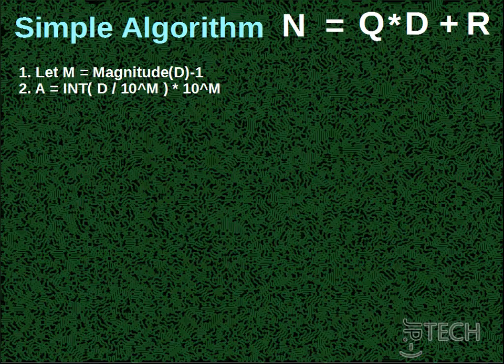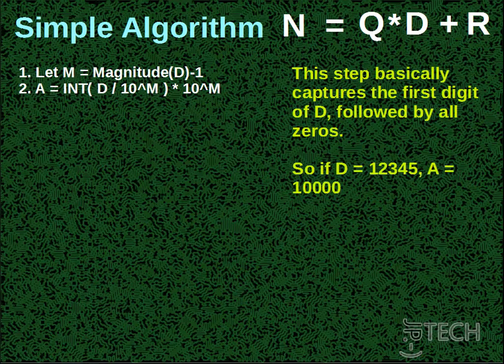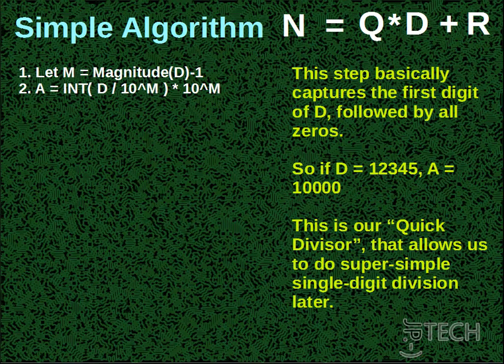A is going to be our quick divisor. This is our shortcut for performing simple division. A is basically the first digit of D followed by a string of zeros. So if D is 1, 2, 3, 4, 5, then A is equal to a 1, our first digit of D, followed by all zeros, which is 1, 0, 0, 0, 0.